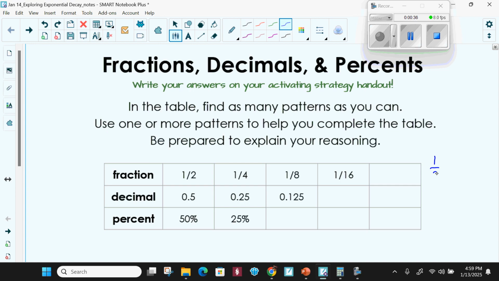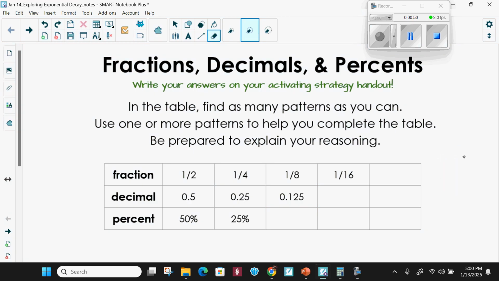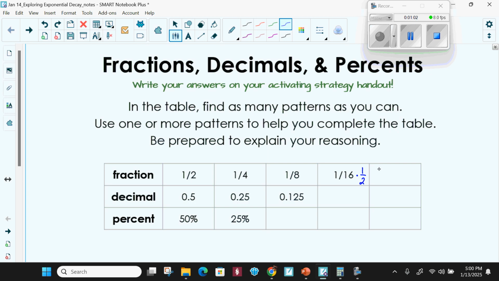the top number and multiply them together. So 1 times 1 gives you the 1. And then you take the bottom number, 2 times 2, and that gives you the 4. Now, what we're going to do here is we are going to multiply the 1/16 times 1/2 to get the next number. So if we multiply this by 1/2, the 1 on the top times the 1 gives us a 1. And then 16 times 2 is 32. So this is 1 over 32.